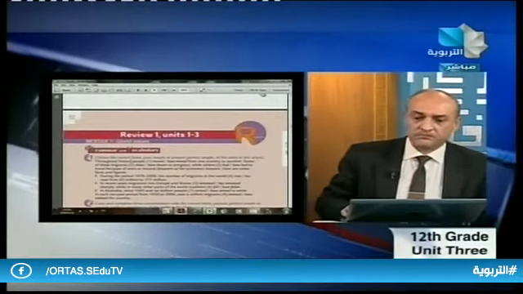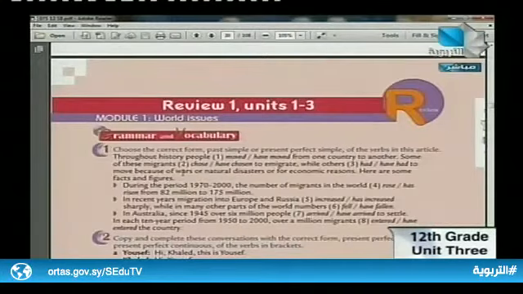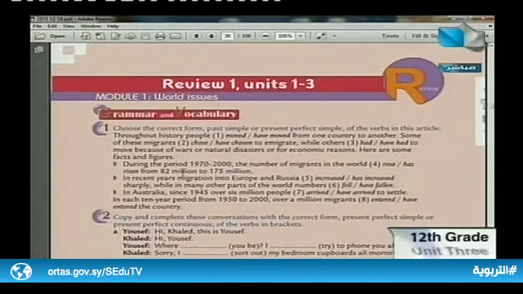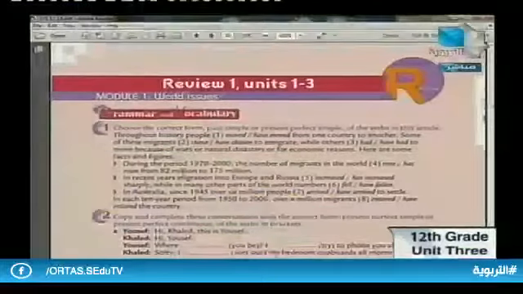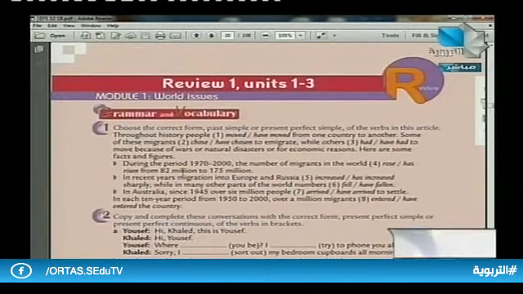Now we can move on to read page 28 in the review, and here we have a review of the 3 units: Unit 1, Unit 2, and Unit 3. Here in exercise 1, I'll ask Miss Reem to do this exercise. Choose the correct form, past simple or present perfect simple, of the verbs in this article.